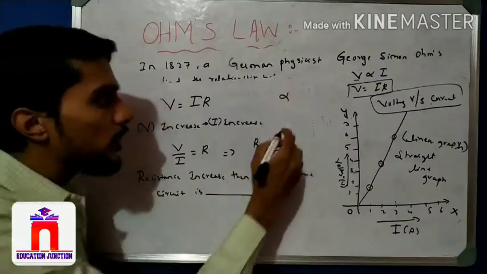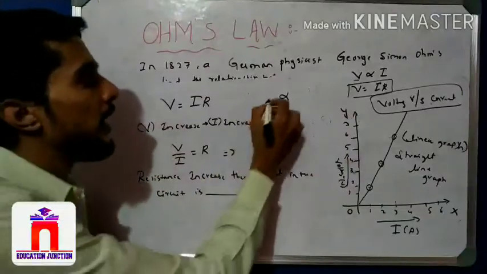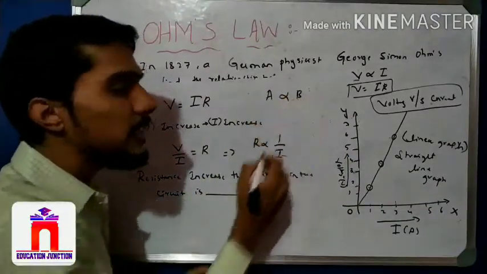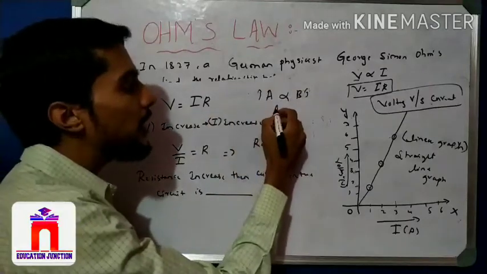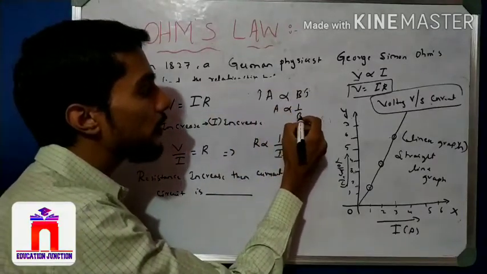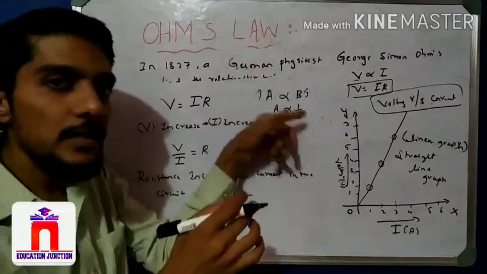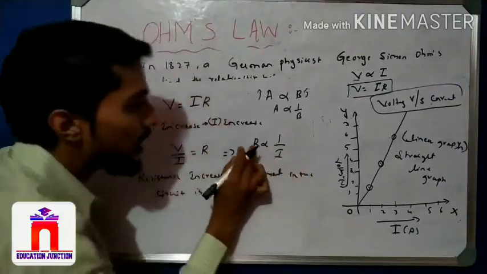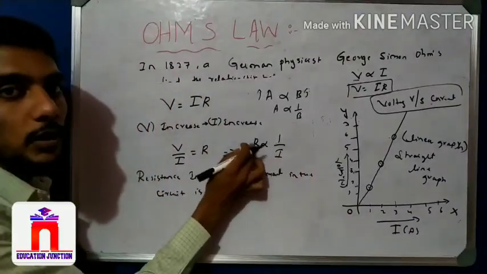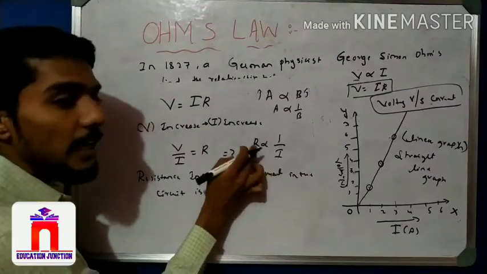If directly proportional means that one quantity increases and the second quantity also increases. That is A proportional to B. What does it mean? A increases, B also increases. But A inversely proportional to B means what? Whenever A increases, B decreases. Opposite. So here it is inversely proportional. The resistance and the current are inversely proportional. Current and the volt are directly proportional, but resistance and the current are inversely proportional.